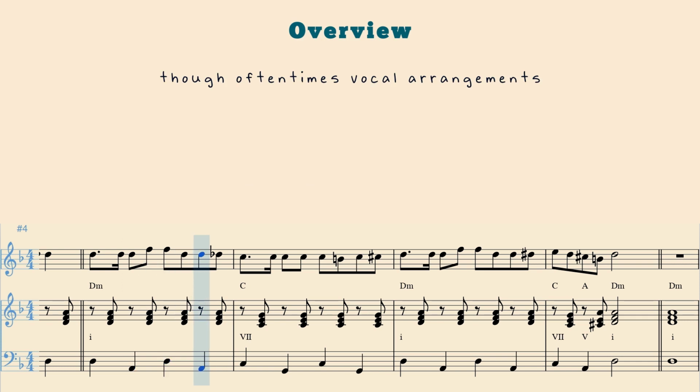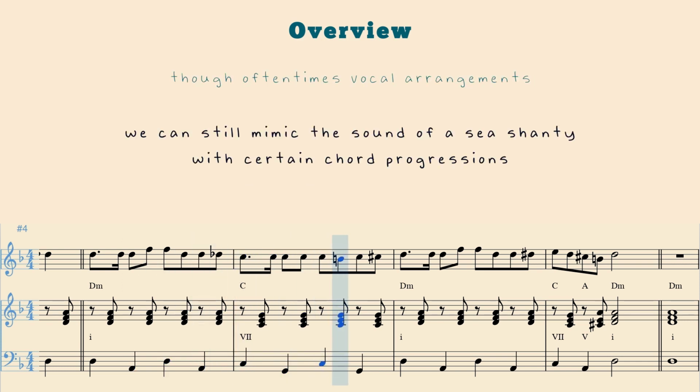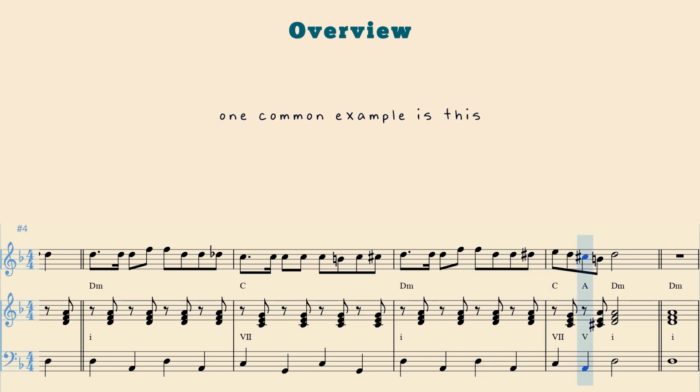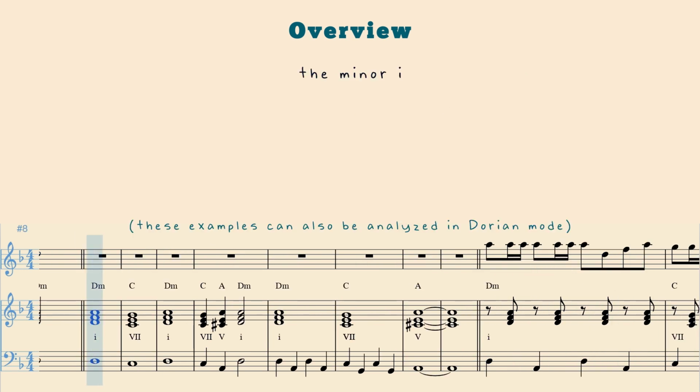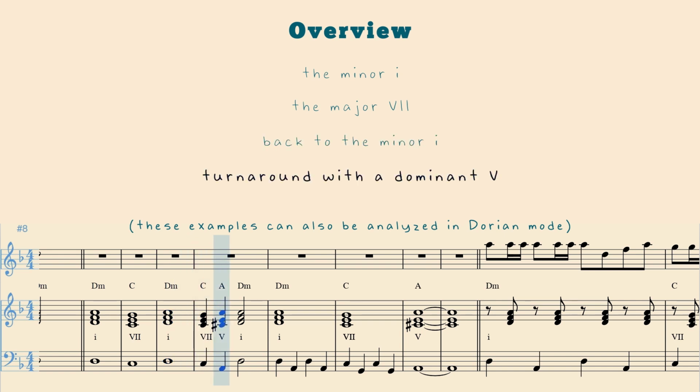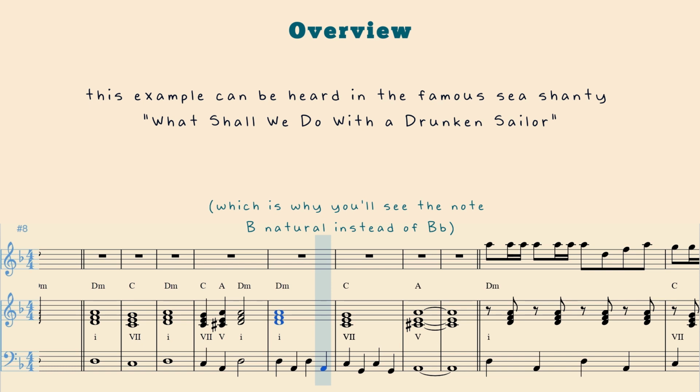Though oftentimes vocal arrangements, we can still mimic the sound of a sea shanty with certain chord progressions. One common example is this: the minor 1 to the major 7, back to the minor 1, and then a turnaround with a dominant 5. This example can be heard in the famous sea shanty, "What Shall We Do with a Drunken Sailor?"